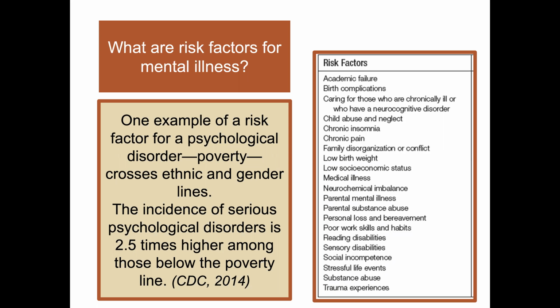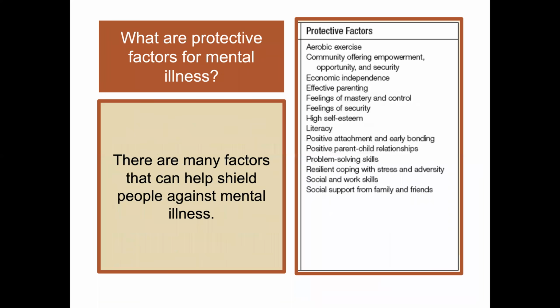But there are also protective factors. There are many protective factors that can help shield people against mental illness: aerobic exercise, economic independence, effective parenting, reading, literacy, problem-solving skills, those kinds of things. There are protective factors to help protect people from developing mental illness.